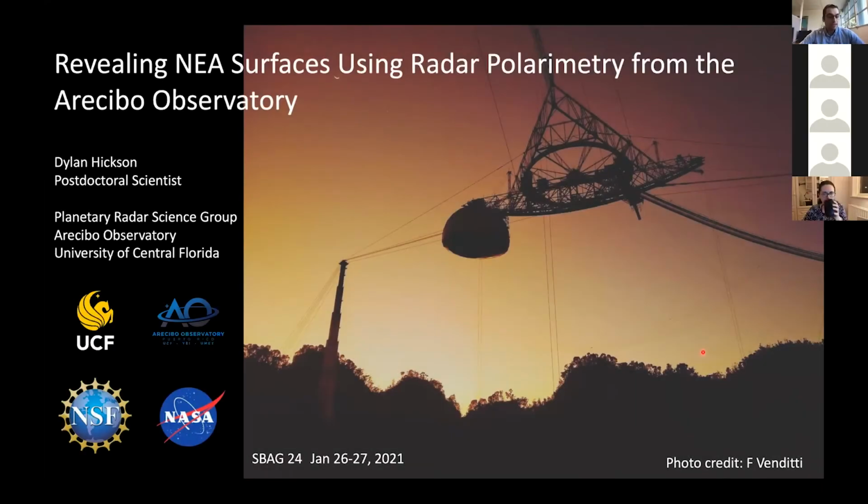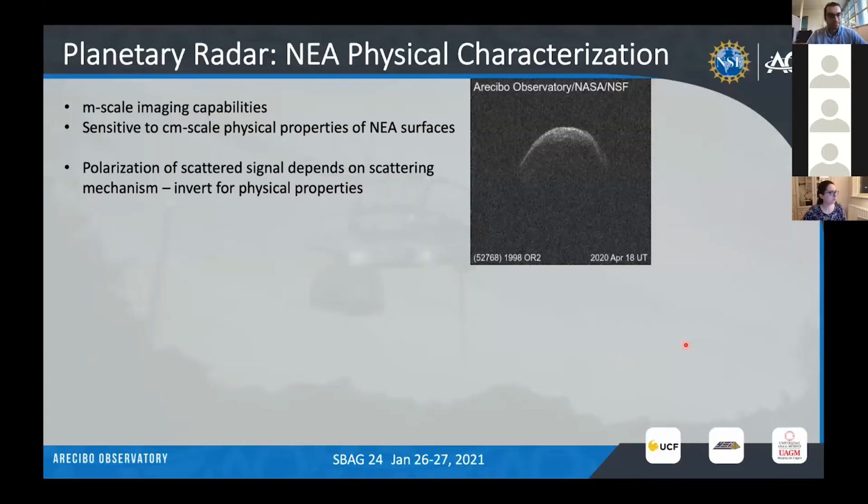Yeah, my name is Dylan Hickson. I'm a postdoc in the Planetary Radar Science Group at the Arecibo Observatory. And as the title of my talk suggests, today I'll be talking to you about how we can use the polarimetry from our radar measurements to study the surfaces of radar-observed asteroids.